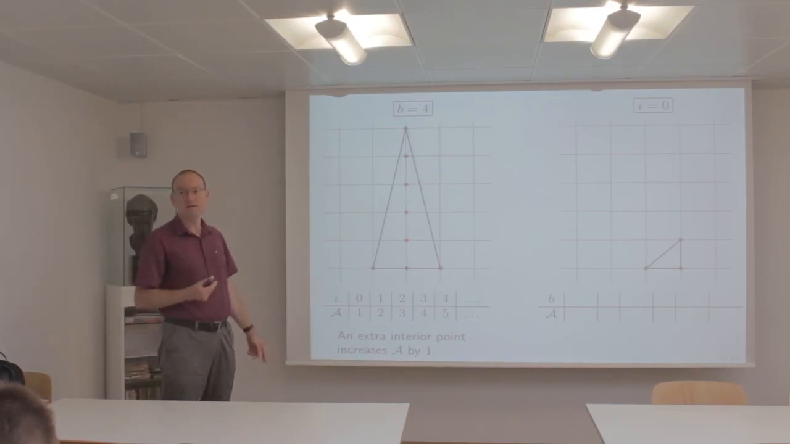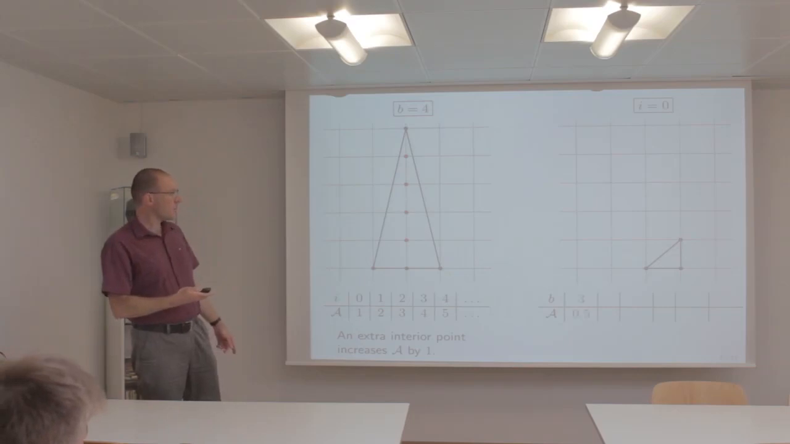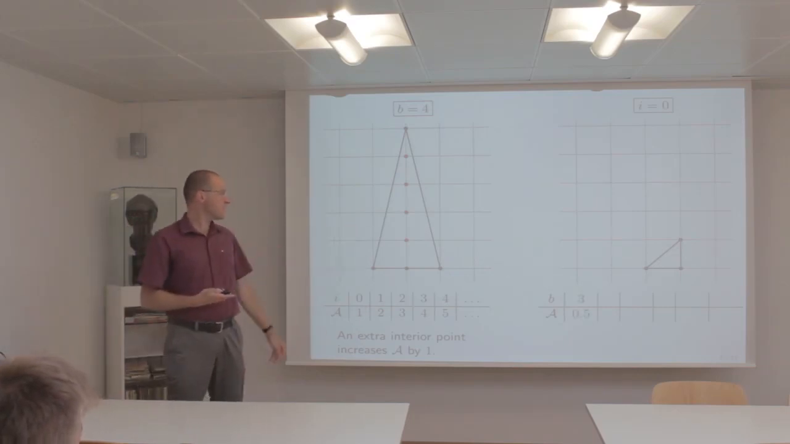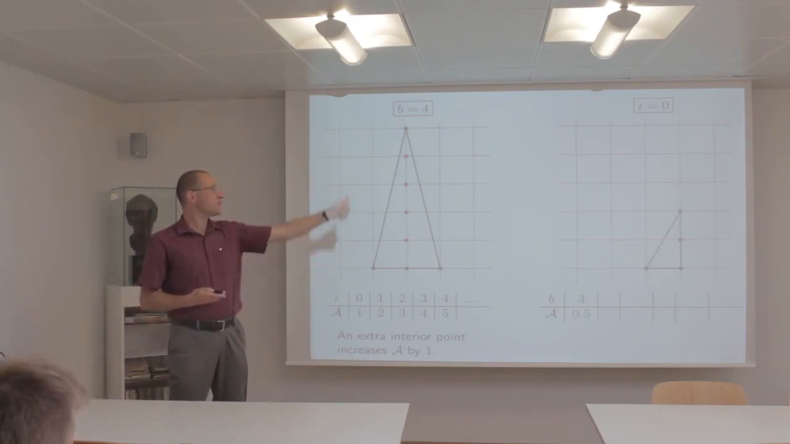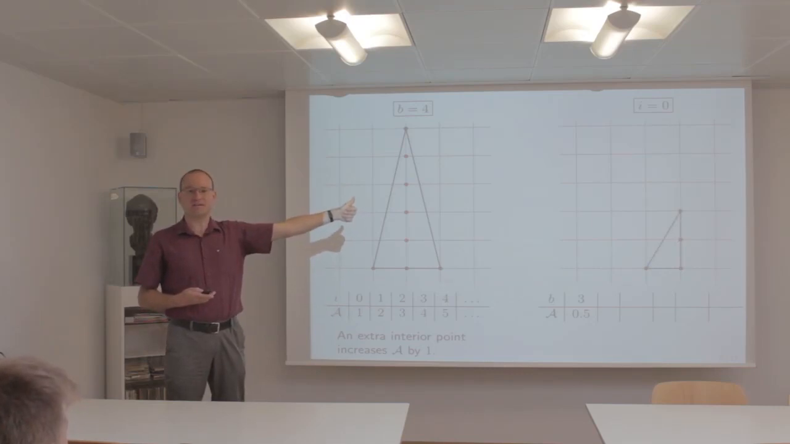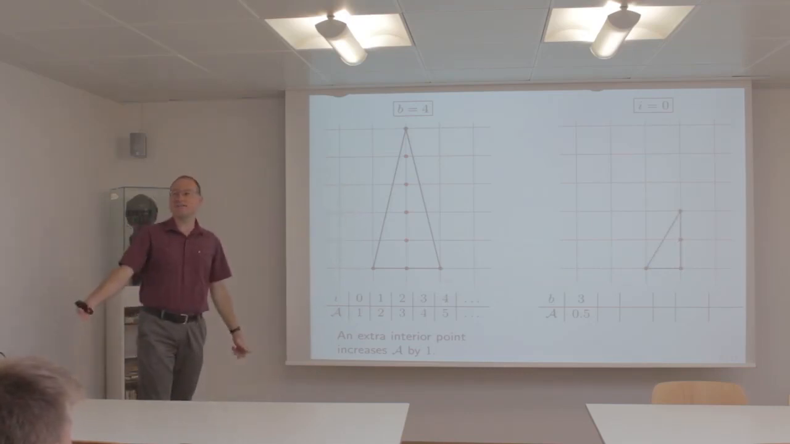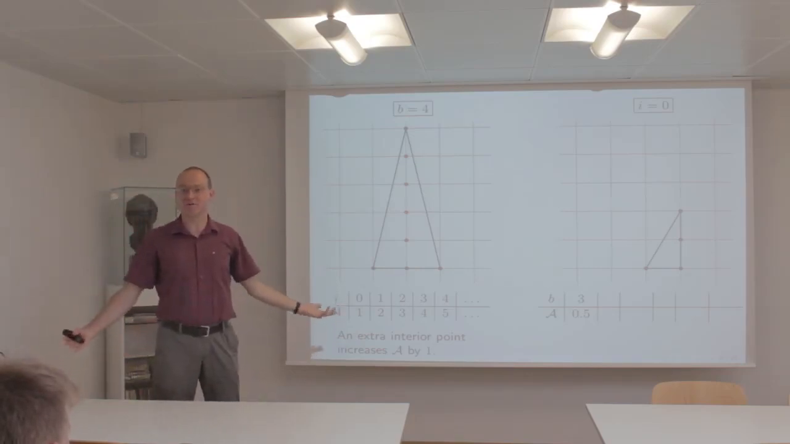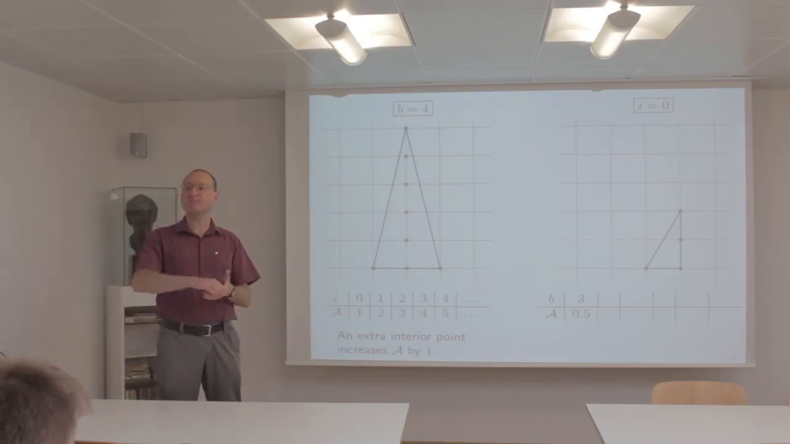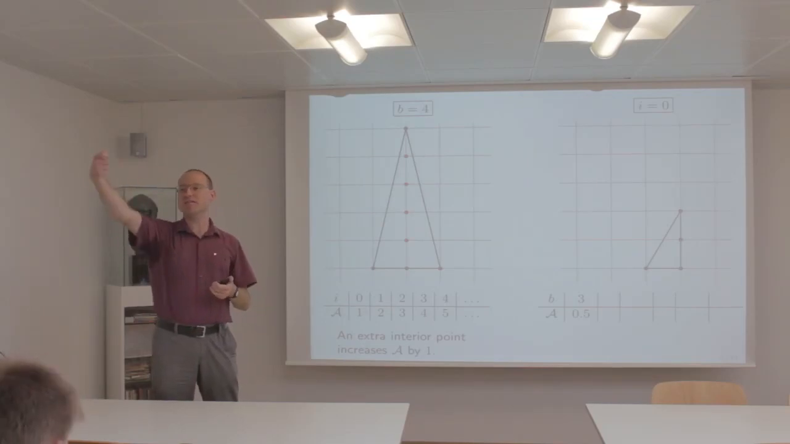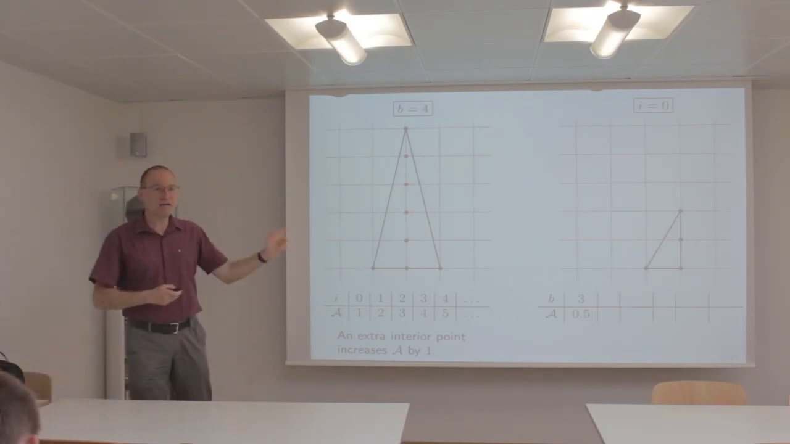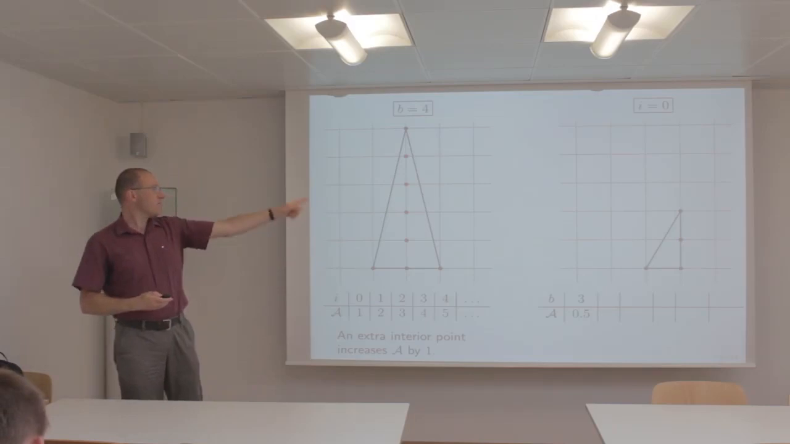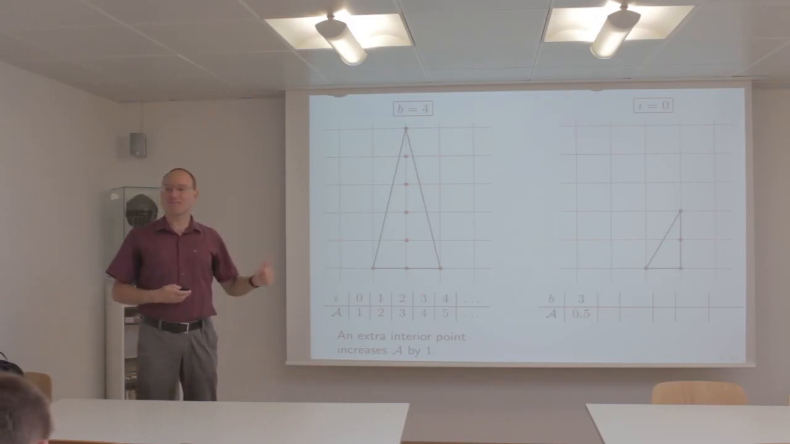Yes? B equals 3 and area is 0.5. Absolutely. B is 3, area is 0.5. Now move the vertex 1 unit up, the top vertex. This creates no interior lattice points. As we keep moving it up, we never create any further interior points. But we change the number of boundary points. As we move it 1 unit up, we increase the number of boundary points by 1. What happens to the area? Now that we've moved the vertex 1 unit up.